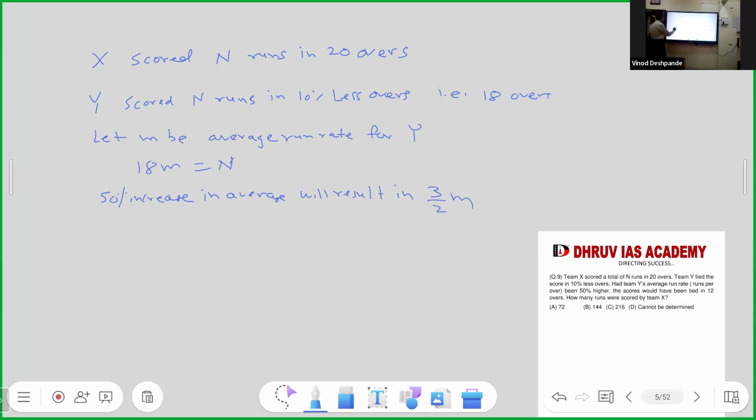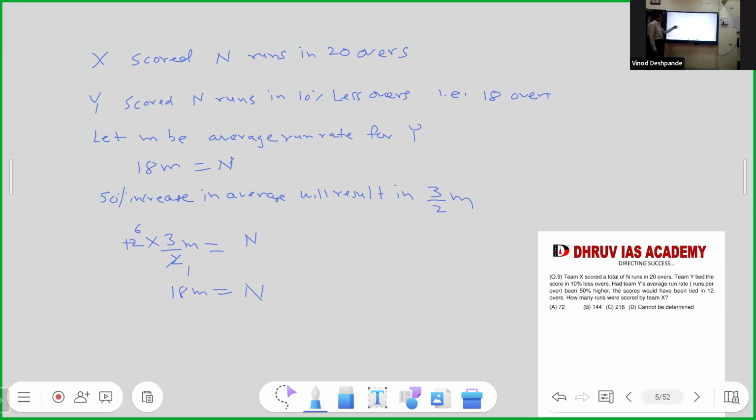So now it will not be 18. Instead of 18, now Y will be tying the match in 12 overs. That means it will be scoring the runs in 12 overs. So it is 3 by 2 M into 12, which is 18M, equal to N. Now if you see, in both the cases we are getting the same equation.